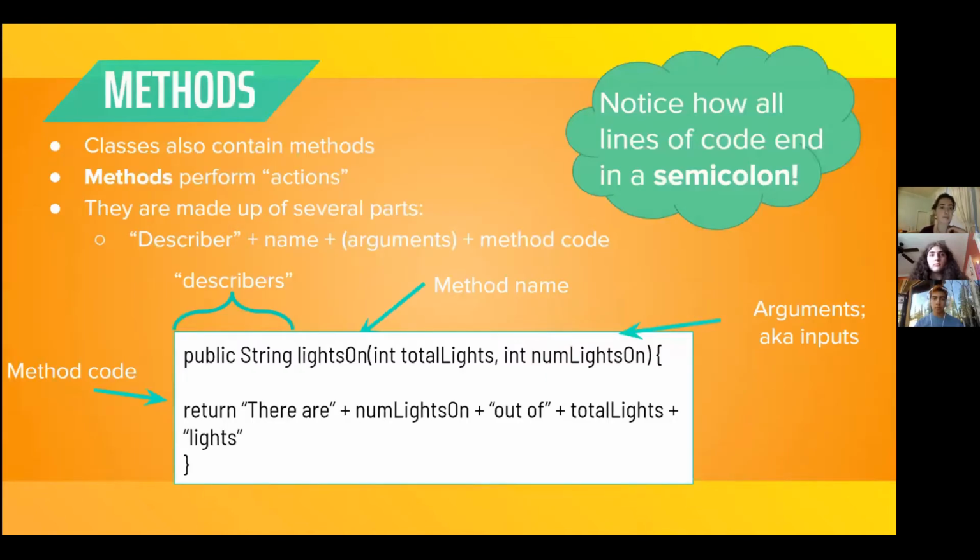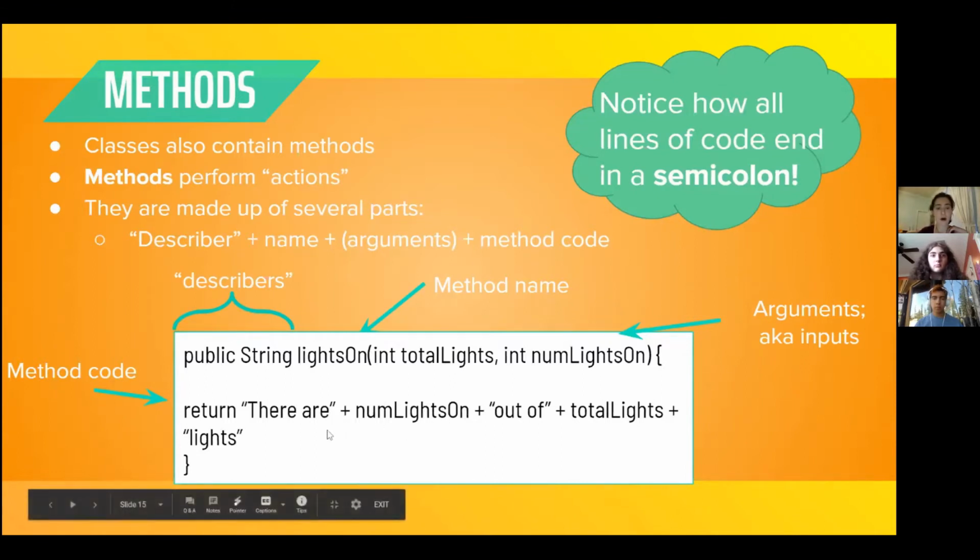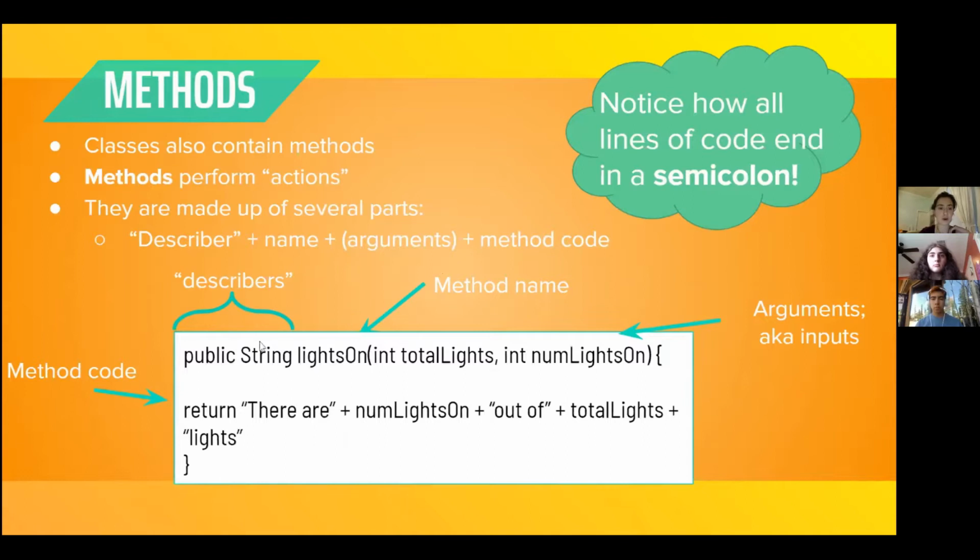So, okay. Here is a little method that I just wrote. All it does is print out a string, which is basically text. We'll go over the different types of variables in a bit, but methods are made up of describers, their name, their arguments, and then the code. So let's start here. Public String. Public, once again, is similar to the class thing. Basically, it means it can be accessed from anywhere. String is telling you what the return value is. So this method is going to return text.